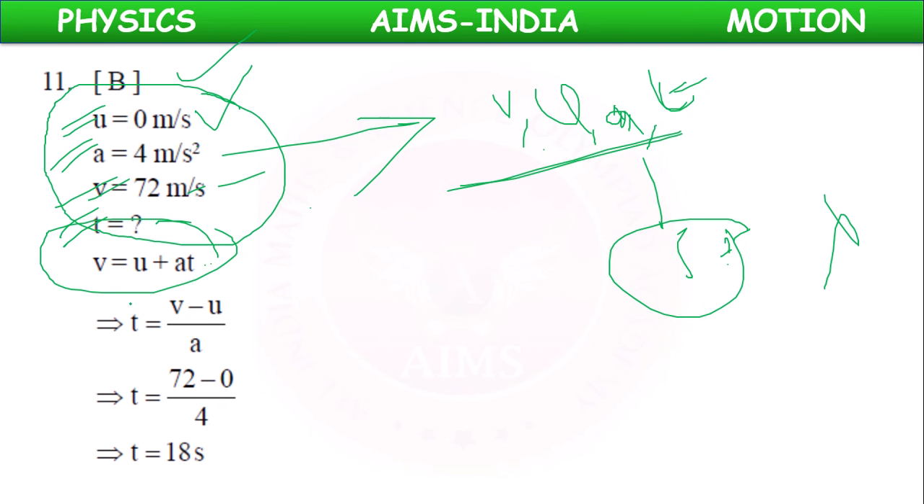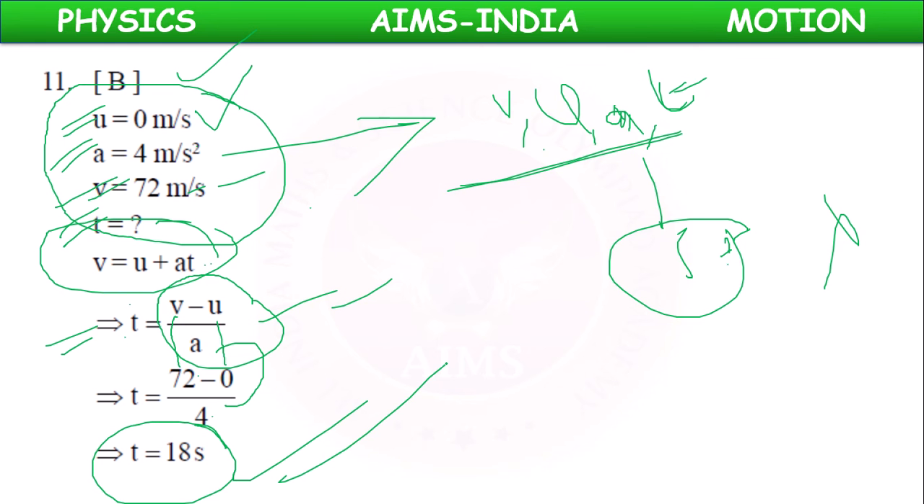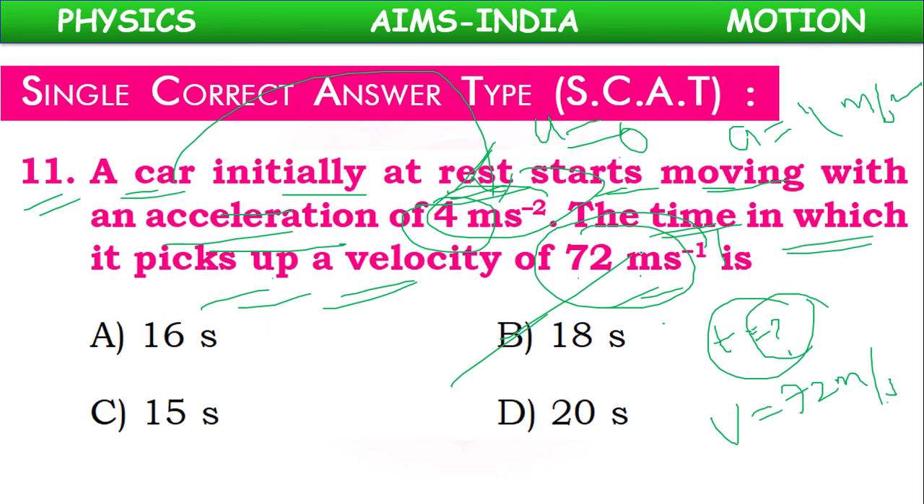From that, as we have to find time, if we take u that side, it will become v minus u. If we take a that side, it will become t equal to v minus u by a. Let's substitute values, children. In the place of v, 72, in the place of u, 0, in the place of a, 4. 72 by 4, which is equal to 18 seconds. So option B is correct.